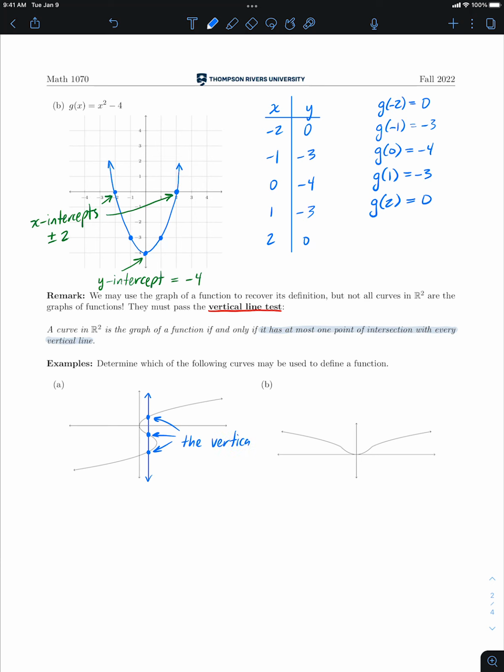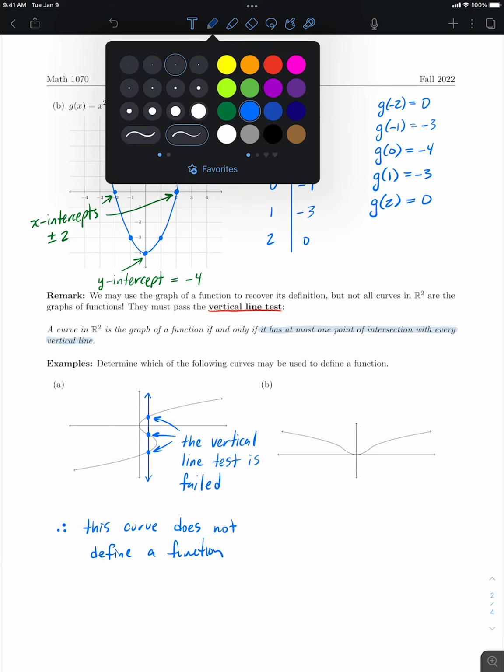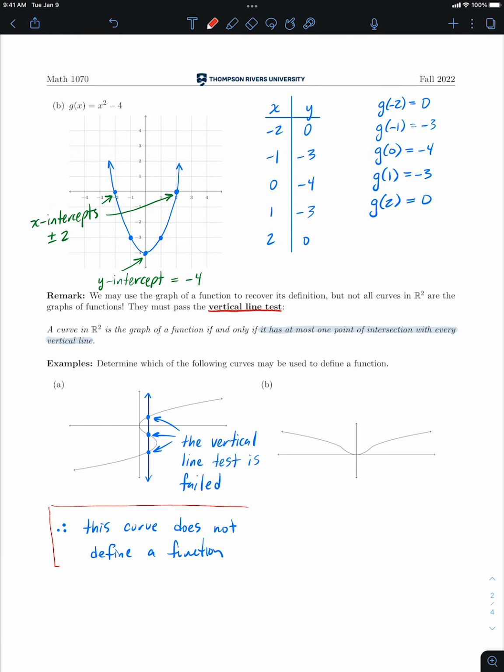Or again, is it the test that fails, or is it the graph that fails the test? I guess it would be the graph that fails the test. So it's not that the test fails, it's that the test is failed. So let's write it that way. So the vertical line test is failed. So your conclusion then is that this curve, or you could say graph, does not define a function. Okay, so there you go. That's part A taken care of.